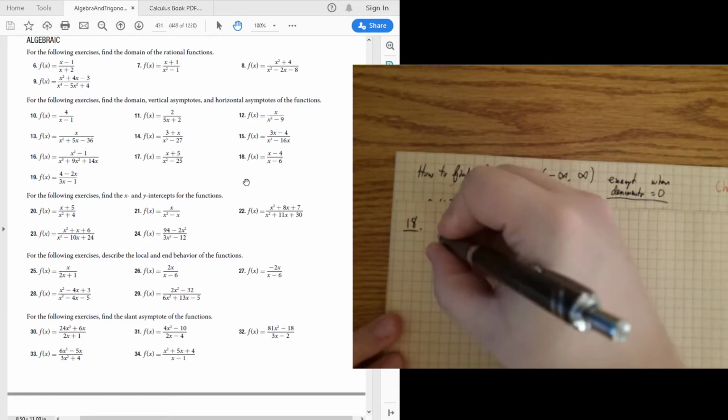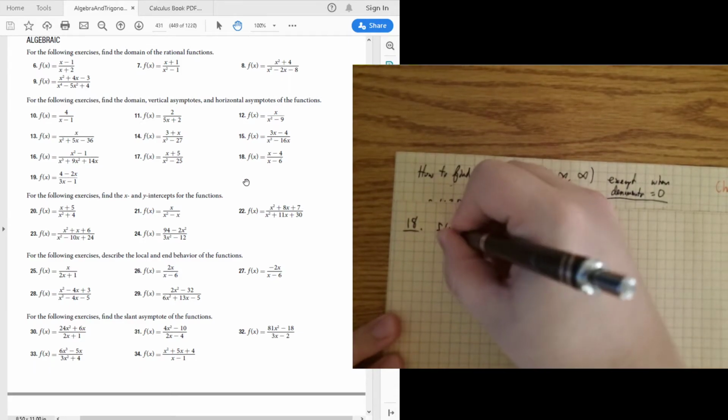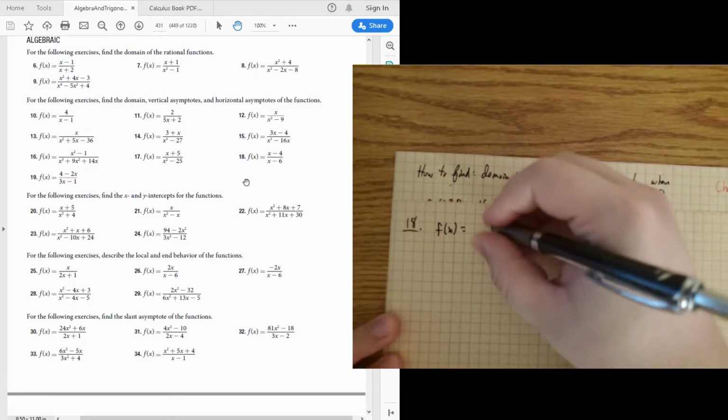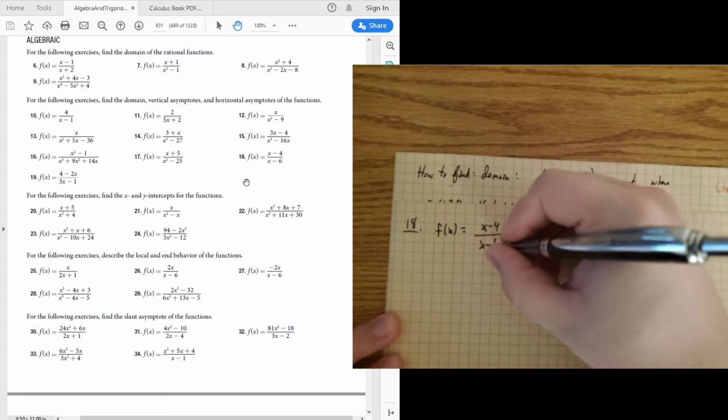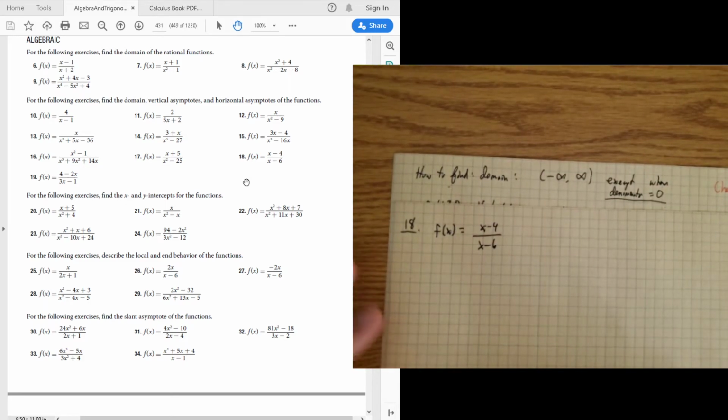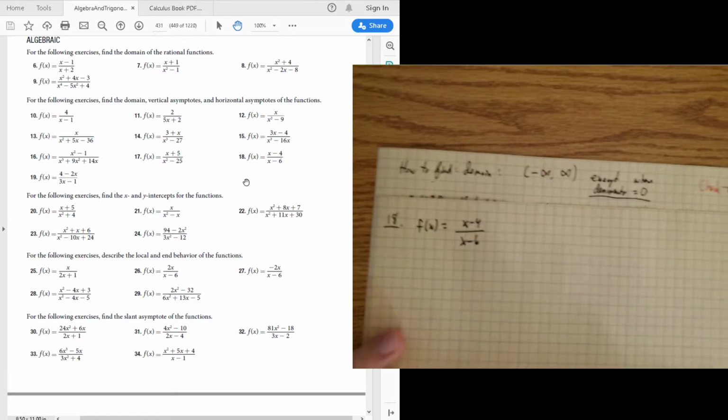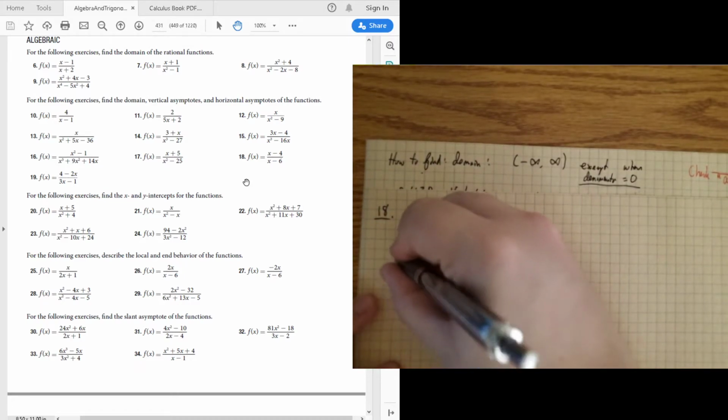We have f of x is equal to x minus 4 over x minus 6. Beautiful. Okay, so we're going to find all these things. So domain.